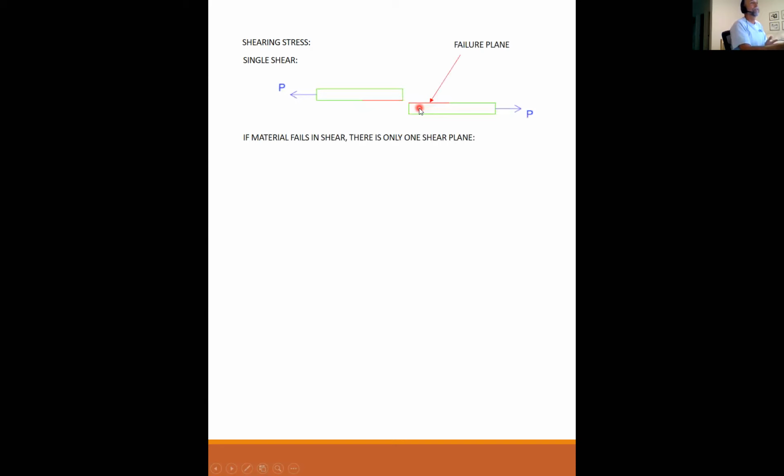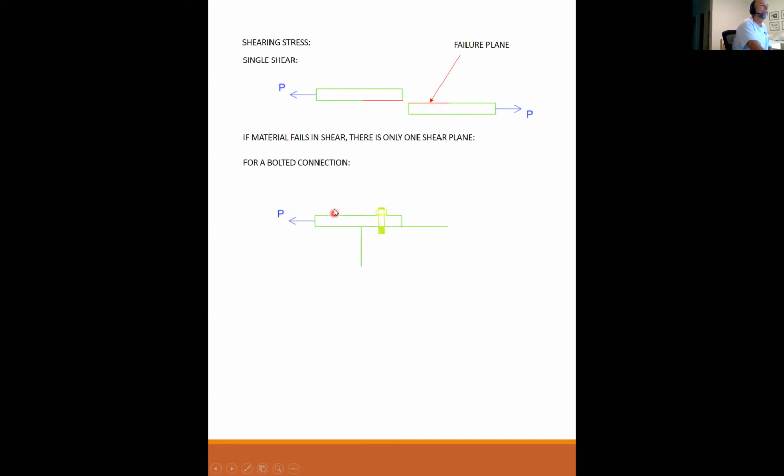Okay. Shearing stress. And this is kind of a little subtopic of stress in general, but this is talking about shearing stress. And we can have single shear where you have, say here, 2 plates and maybe they're glued or welded together. This is what's known as single shear, because when the material fails in shear, there's only one shear plane, as you can see. So this would be the failure plane, and it only has to shear across one plane.